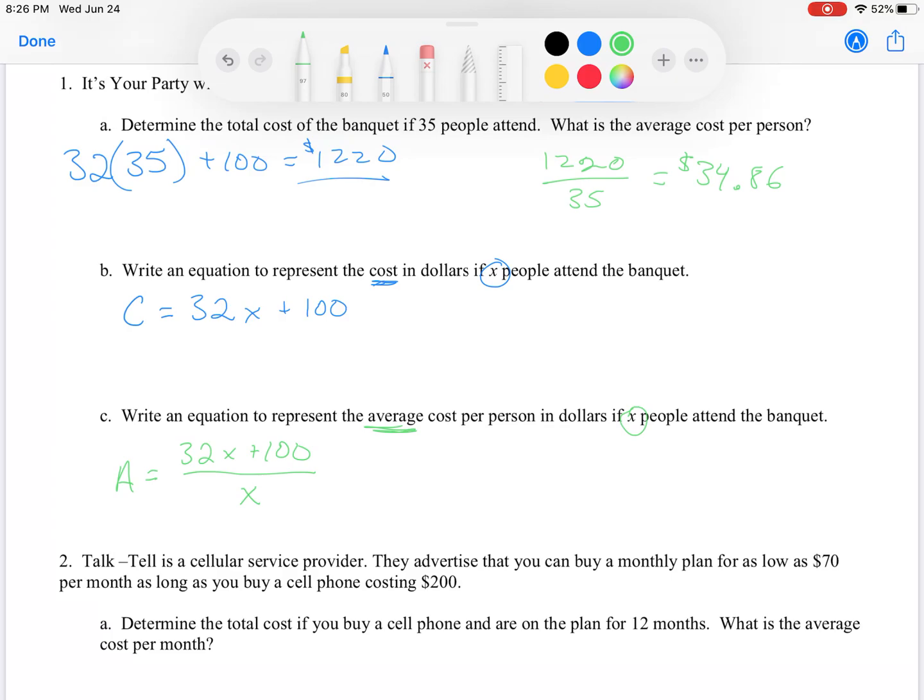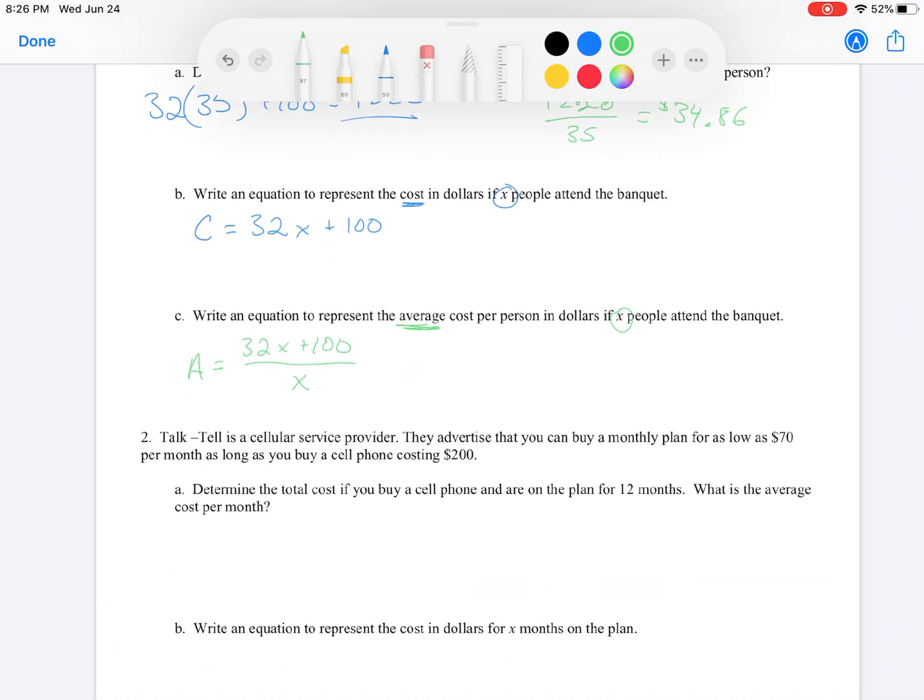That's all we have to do. We don't have to solve anything, we're just writing down the equation. So can you take your information and write an equation based on that information? We'll do one more example.